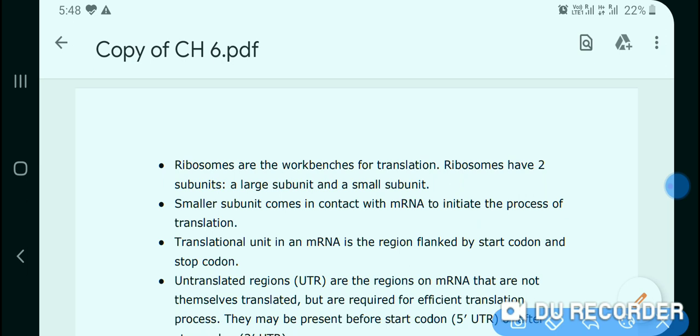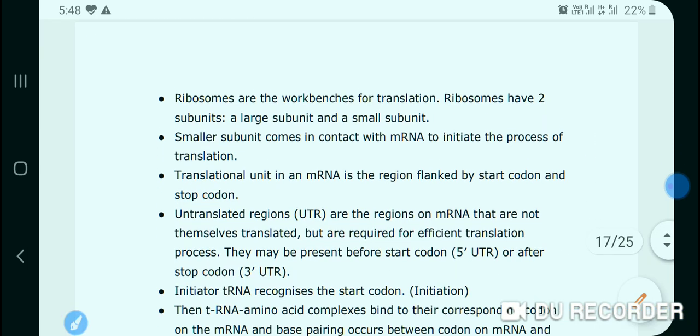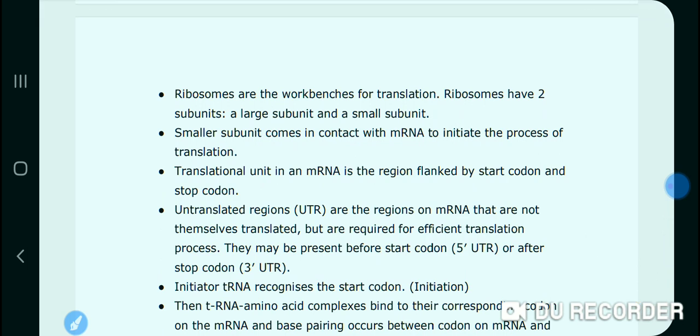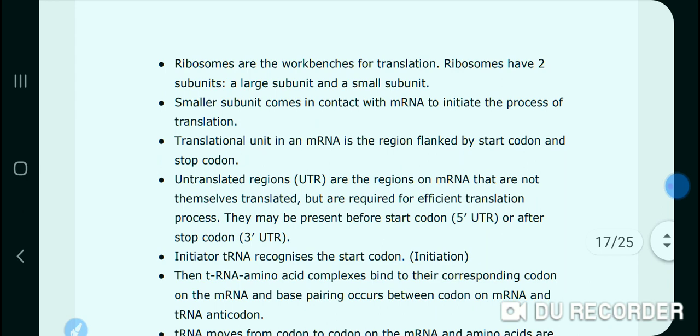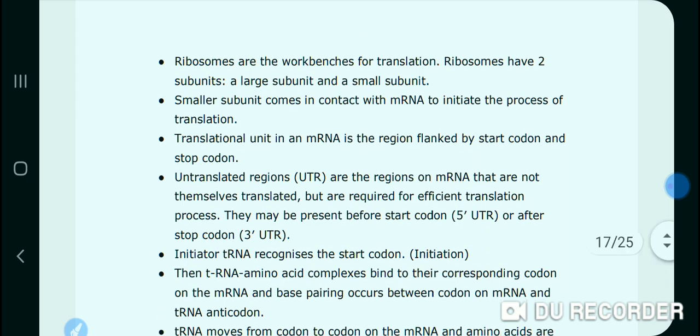A translation unit in an mRNA is the region flanked by start codon and stop codon. You know that here is also start codon and stop codon. Start codon is where translation will begin, and these are present on the messenger RNA.